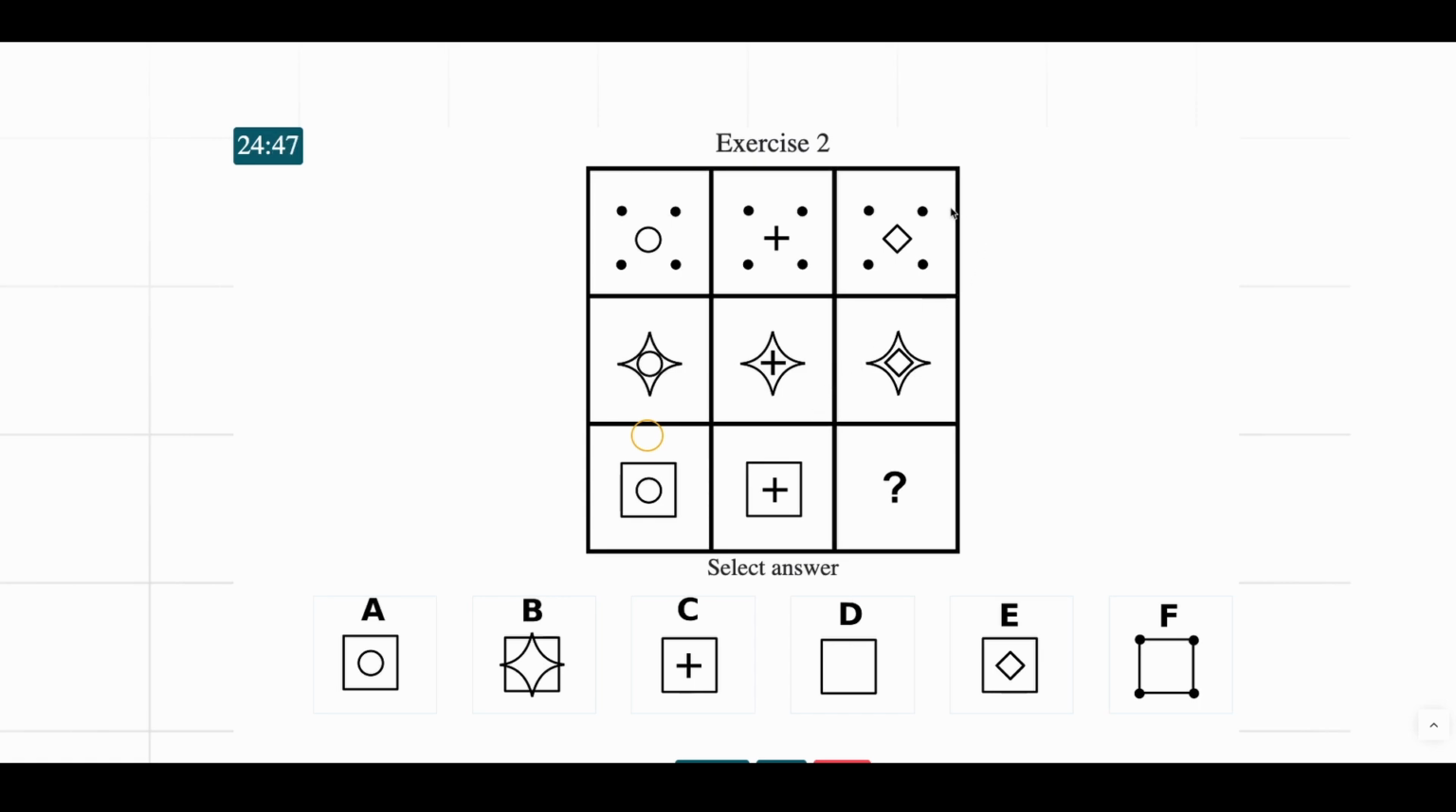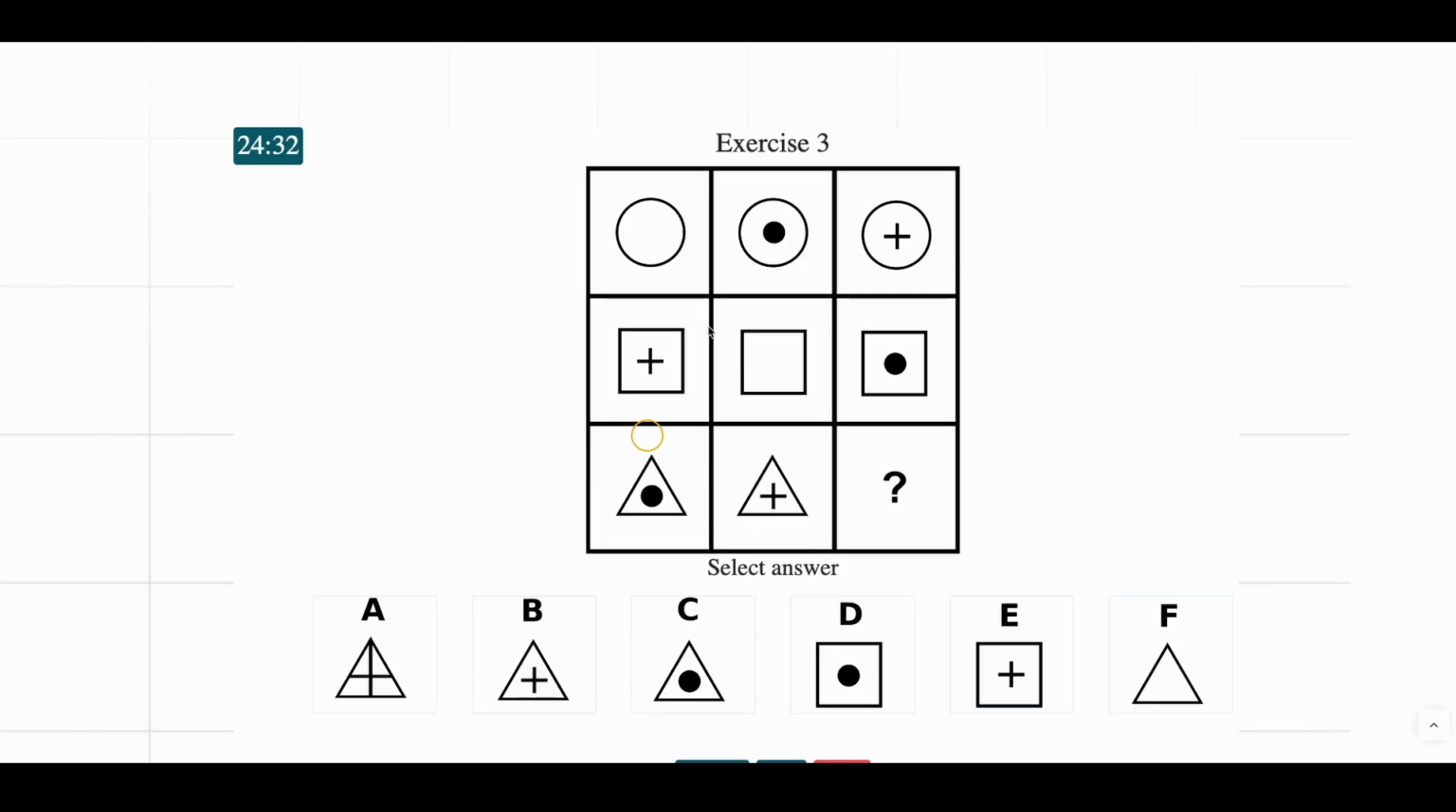For exercise number 2, you can see rows have dots, stars, and squares, but inside of them there is a circle, plus, and diamond. This one is missing the diamond and it's in the row of squares, so the answer will be E. This one is exactly the same, except rows are circle, square, triangle, and the things inside of them are nothing, circle, and plus. This is missing nothing and it's in the triangle row, so the answer is F.